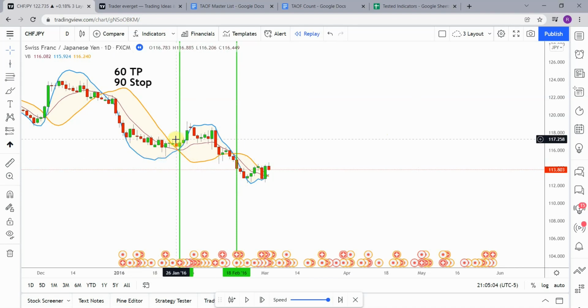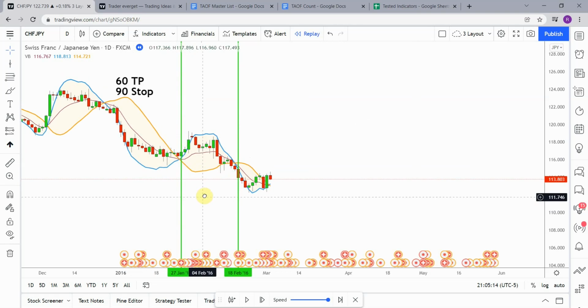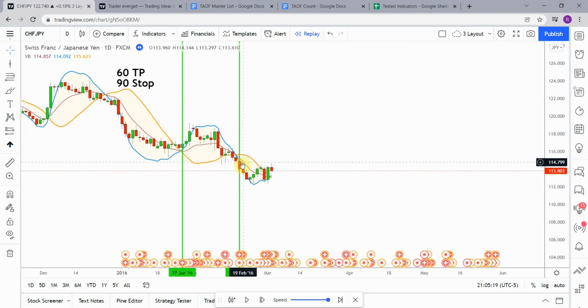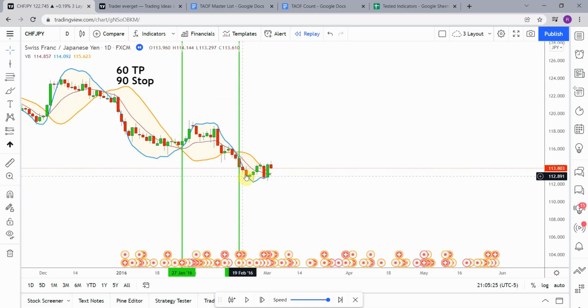Alright, so the first signal that we pick up is a long right here on this one. You can see that price action takes off really nicely to the upside there. That gets us definitely to the take profit. Then over here on this side, we pick up a short as the blue band crosses down below the orange. And once again, price action drops down really nice there, getting us to take profit as well. Let's go ahead and continue on.